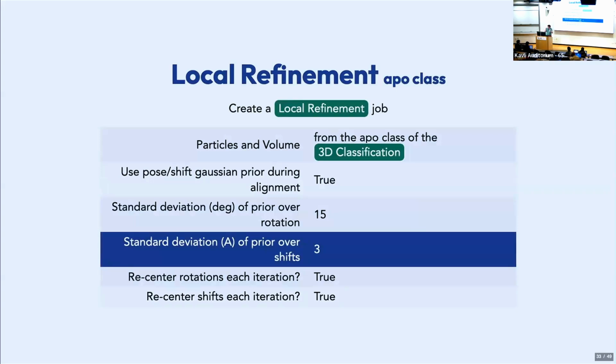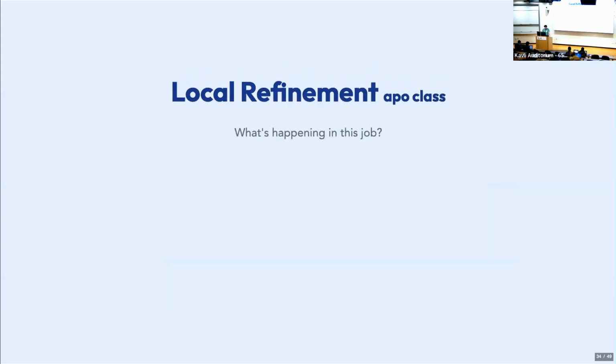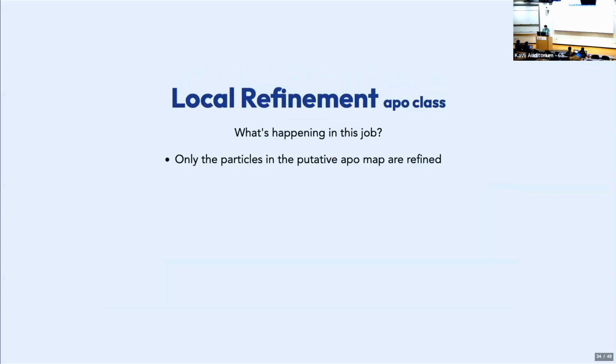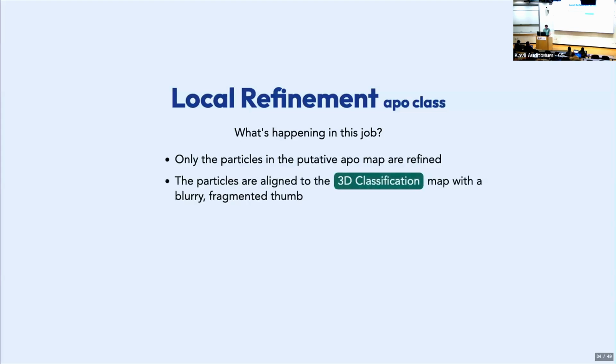So I'm going to shrink the shift search a little bit, but that's all. You could probably leave that default if you wanted. So what's happening in this job is we've taken only the particles from that putative apo map, right? The one where I think I have successfully taken all the particles that don't have FMRFA, okay?